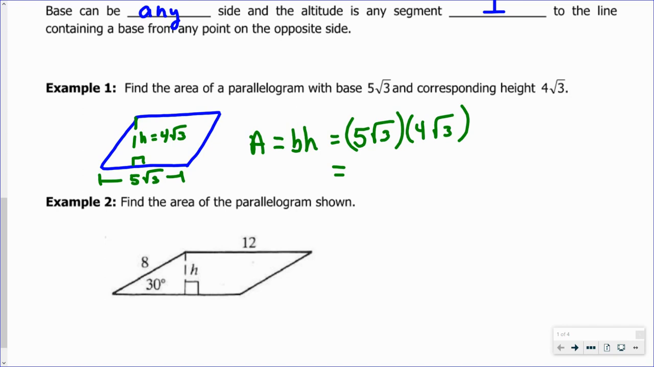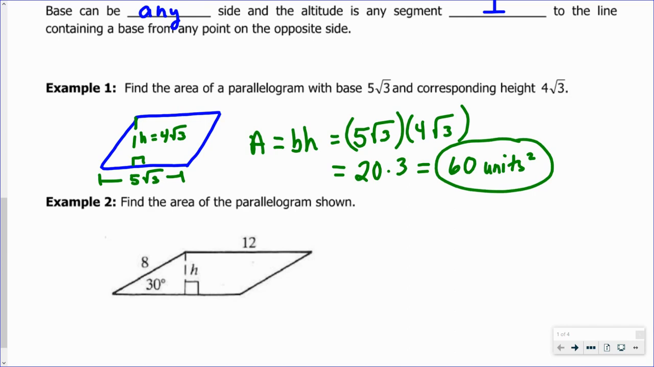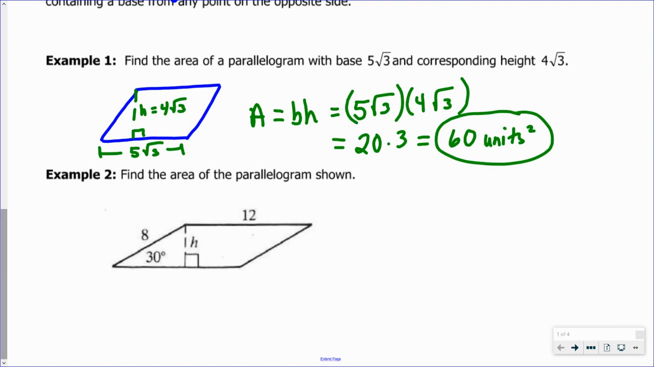We'll do this in our head. 5 times 4 is 20. Root 3 times root 3 is 3. So the area of this parallelogram is 60 square units, because, again, the units are not specified. All right, pretty straightforward there. That was pretty easy because both the lengths of the base and the height were given to us. I just drew the diagram so you could get a feel for the fact that the base and the height have to be perpendicular to each other.